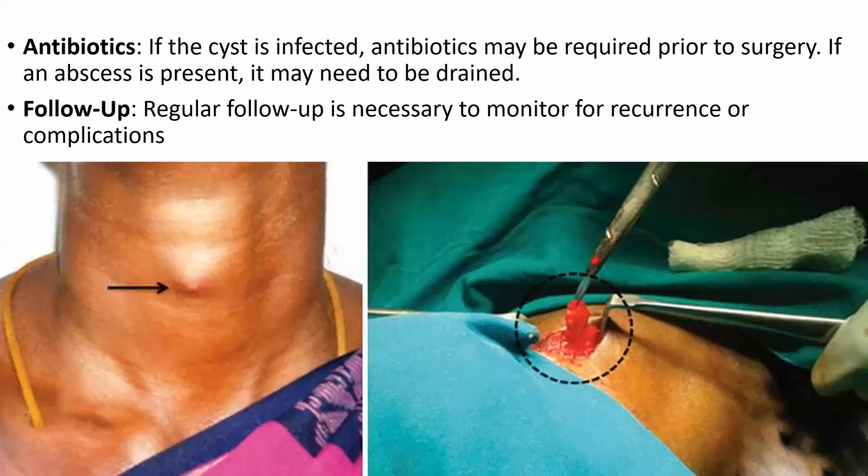So antibiotics: if the cyst is infected, antibiotics may be required prior to surgery. If an abscess is present, it may need draining. Then follow-up: we need follow-up to monitor for recurrence and any other complications, as it involves dissection of the hyoid bone. It could be associated with injuries to the associated tissues and other complications such as loss of voice and recurrence of the cyst or fistula.